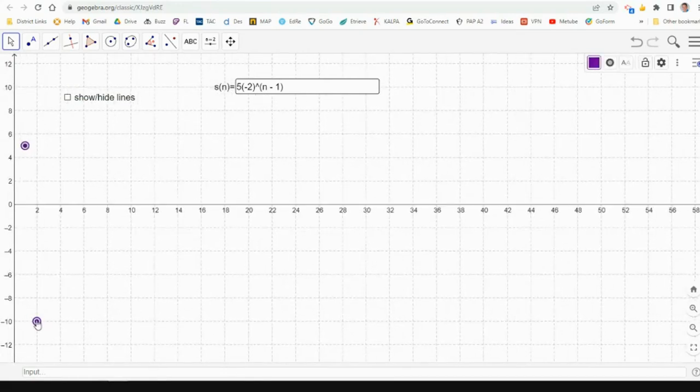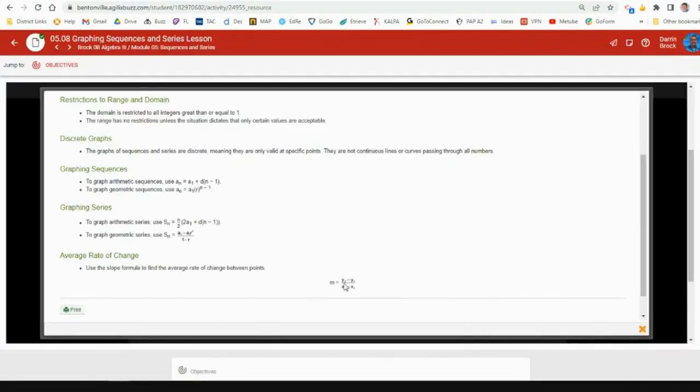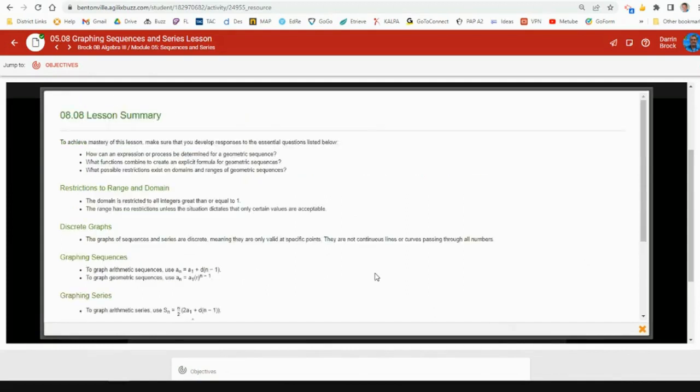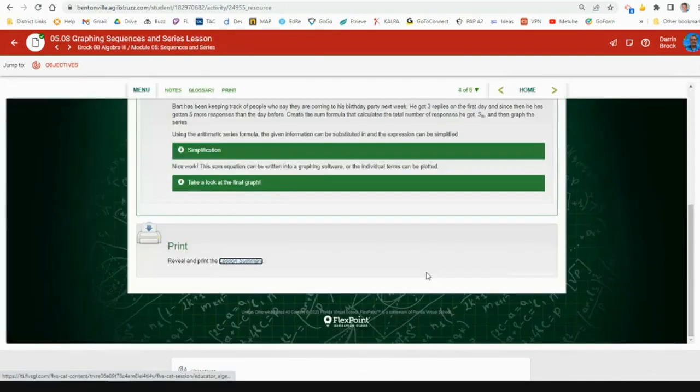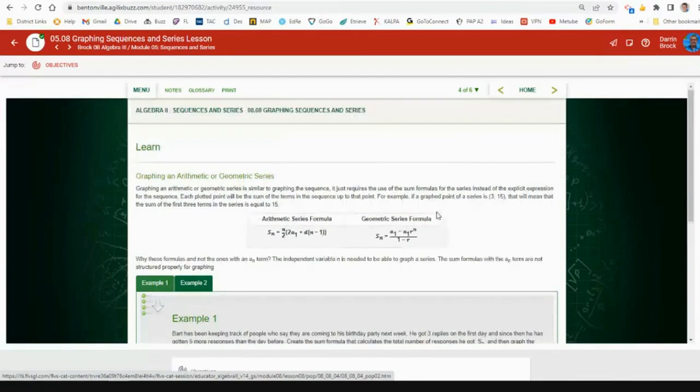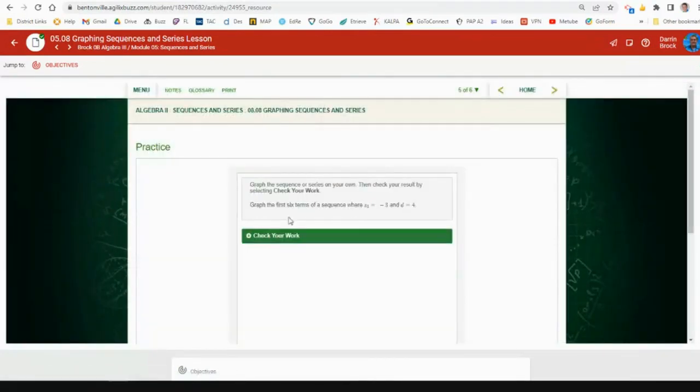This goes from 5 to negative 10. So we can do negative 10 minus 5 over 2 minus 1. So that's a slope of negative 15. But these lesson summaries are a great place to get your notes. And then after the lesson summary, there's still a page or 2 left. That's what gives you practice problems.